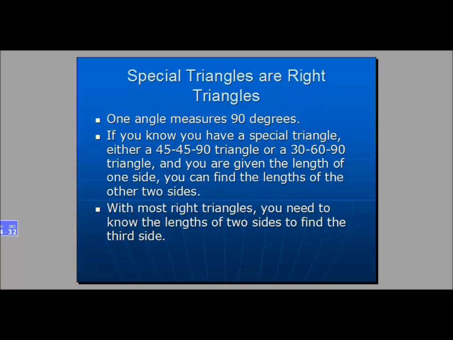Special triangles are right triangles. One angle measure will always be 90 degrees. If you know you have a special triangle, either a 45, 45, 90 triangle or a 30, 60, 90 triangle, and you are given the length of one side, you can find the lengths of the other two sides of the triangle. This differs from most right triangles because with most right triangles you will need to know the lengths of two sides in order to find the third side.